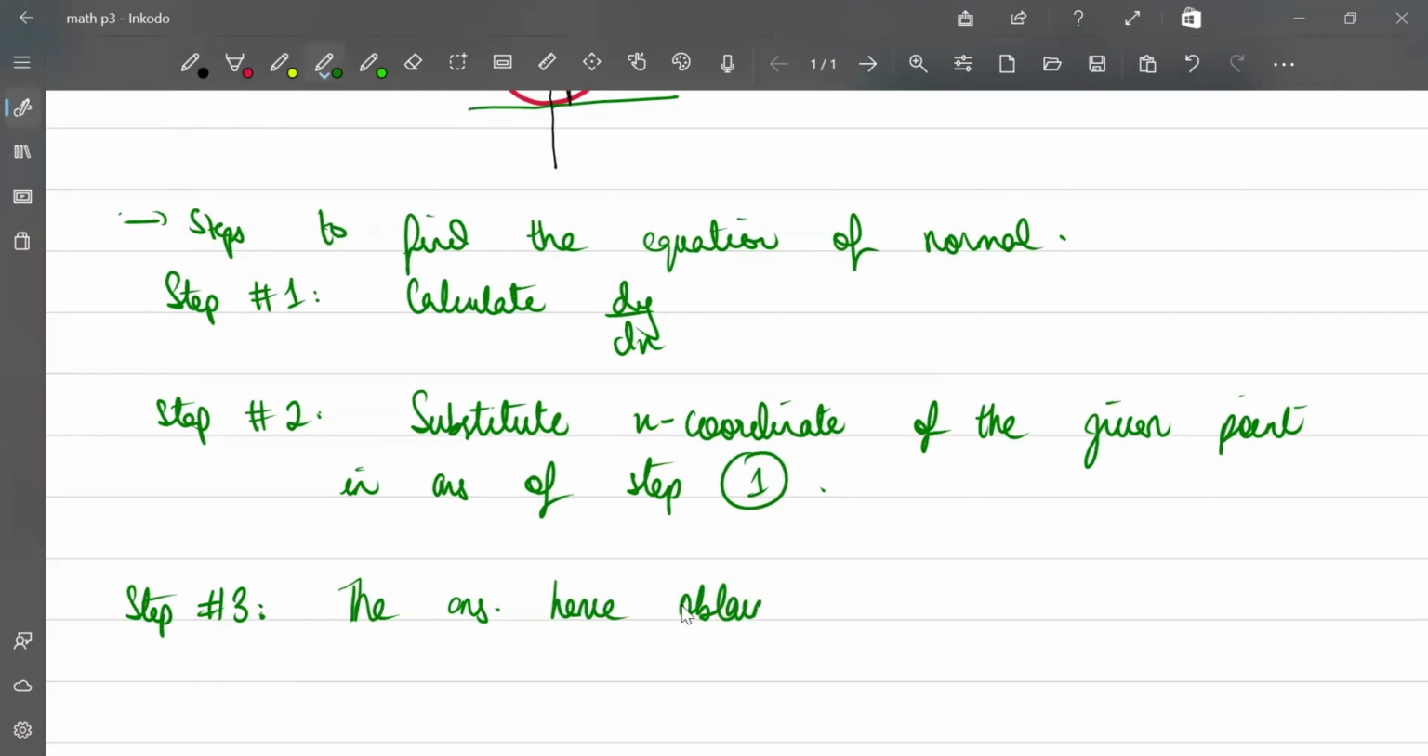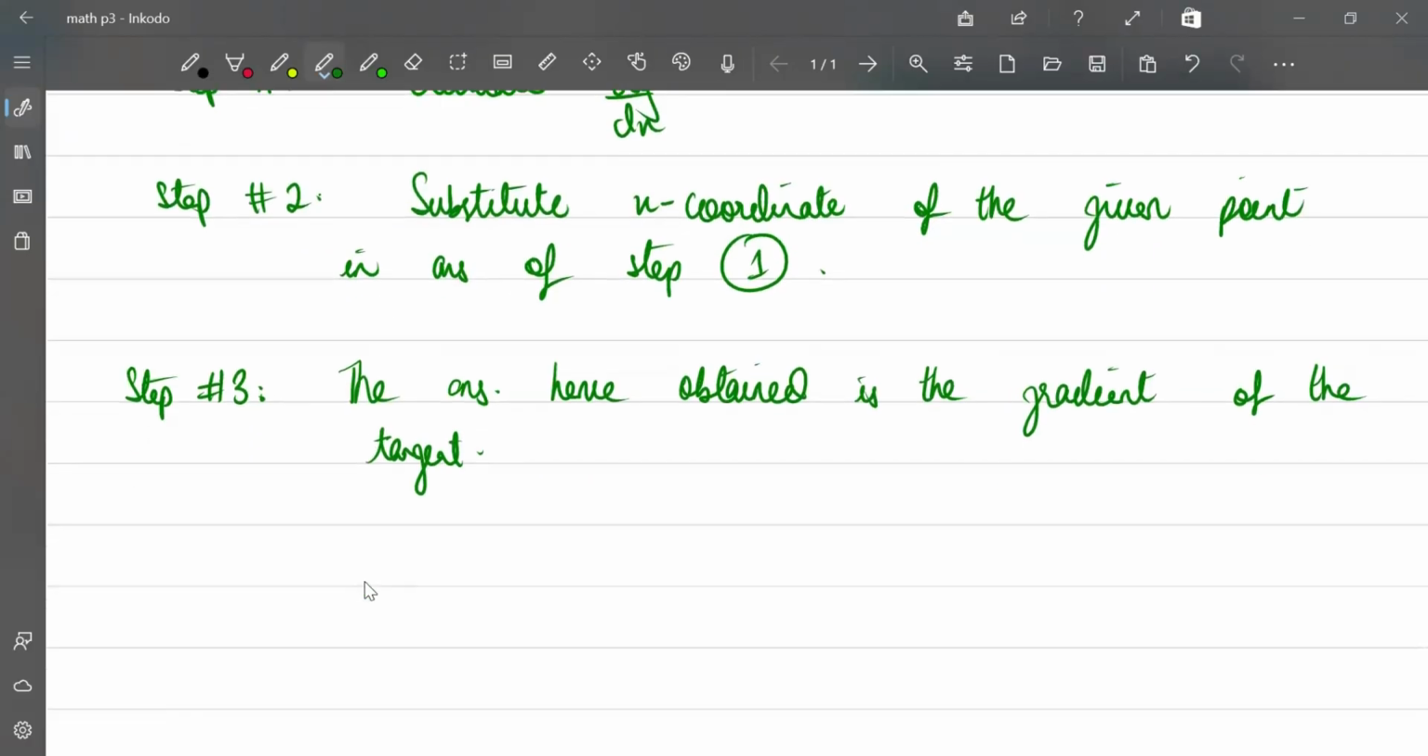The answer hence obtained is the gradient of the tangent, not the normal. All right. The gradient of the tangent. Step number four. In order to calculate the gradient of the normal, we have to reciprocate it.